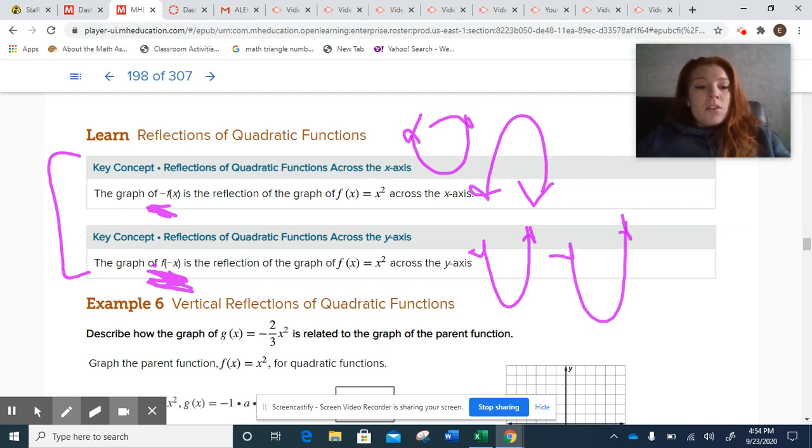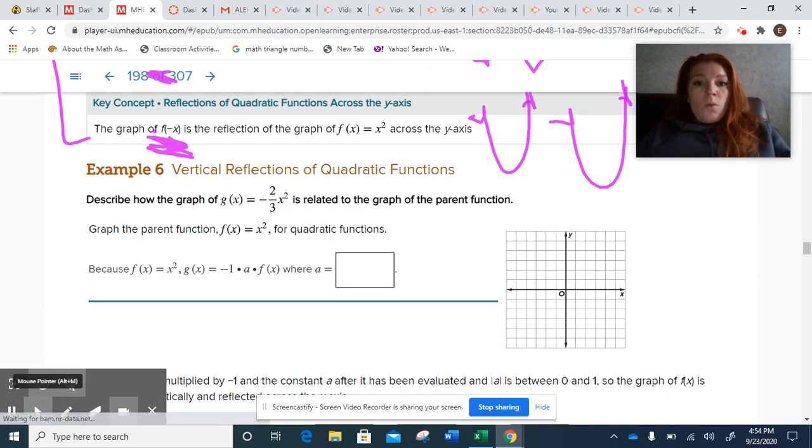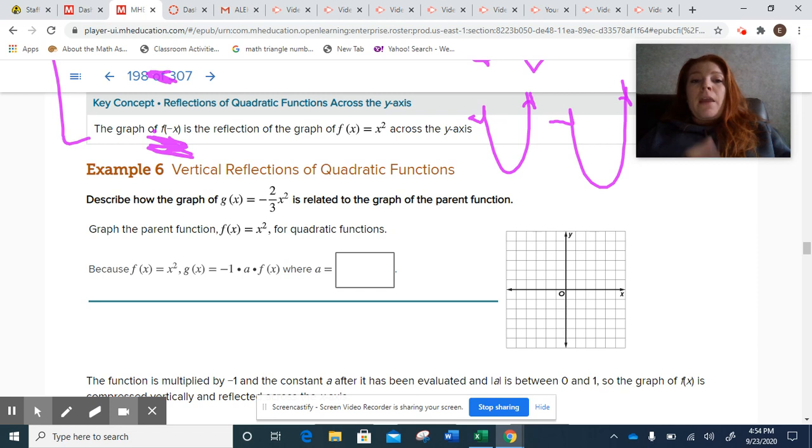Okay, so let's go ahead and look at example 6. So, we got a couple things happening here. Not only do we have a flip, but we also have a vertical shift. Okay, not a vertical shift, a vertical stretch.